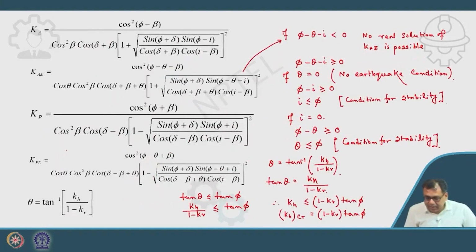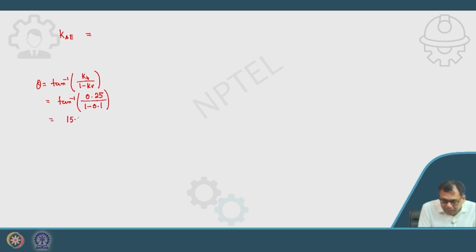So next step, I will calculate the KAE. To calculate that, I have to calculate the theta value. What is theta? Theta is equal to tan inverse of KH divided by 1 minus KV. So here KH is 0.25, then 1 minus 0.1. So this angle is 15.52 degree. Okay, theta is 15.52 degree. Now I will calculate the KAE.